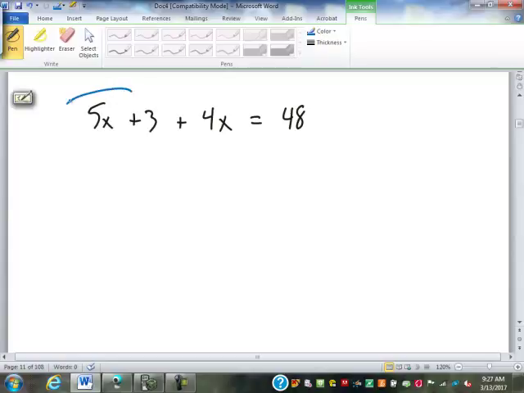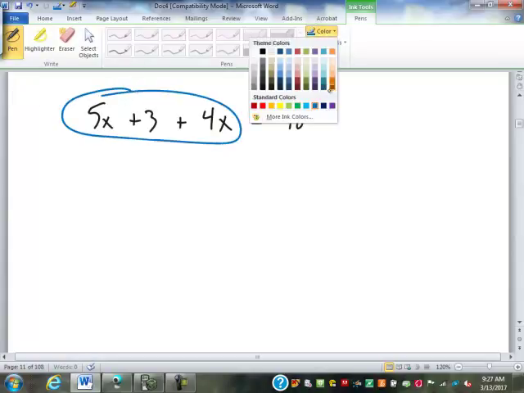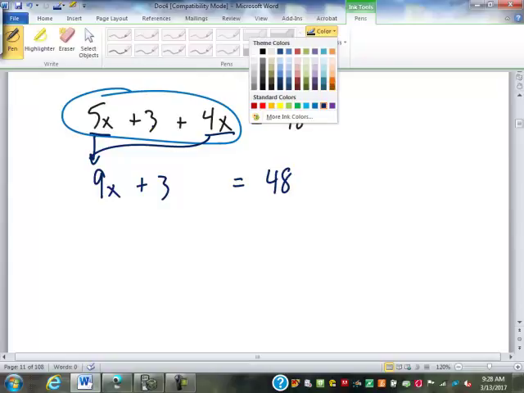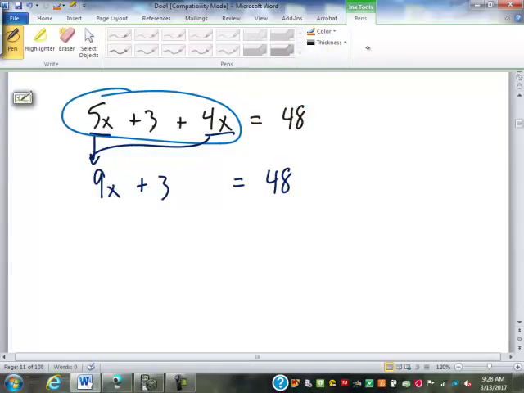So on the left side here, is there anything I can combine? 5x and the 4x make 9x. Now we still have the positive 3. Is there anything else on the left side we can combine? No. On the right side, we just have the 48, so there's obviously nothing we can do over there. Now the next thing we would have to check is to make sure that the variable only appears once. And it does. It's only on the left side here.